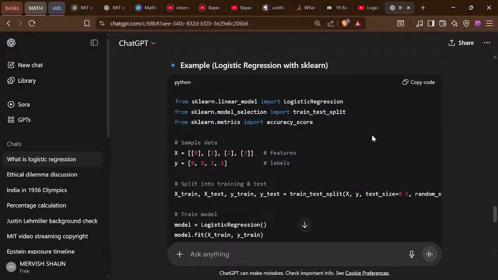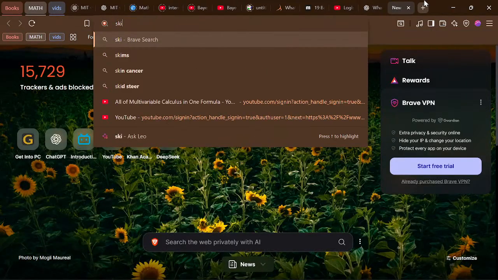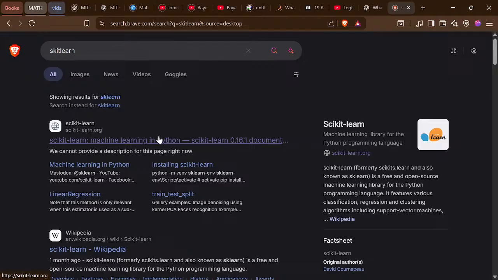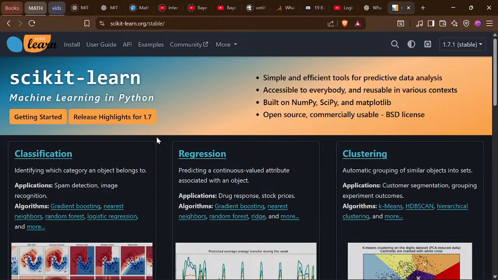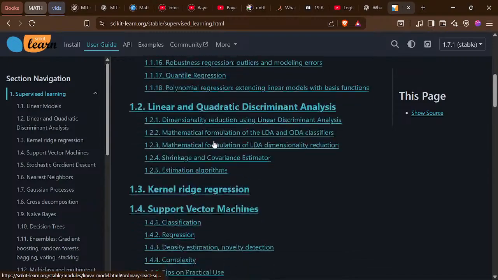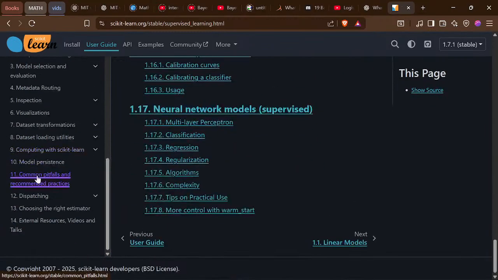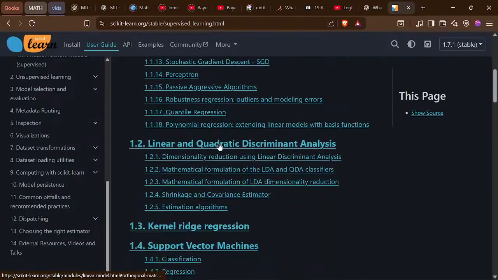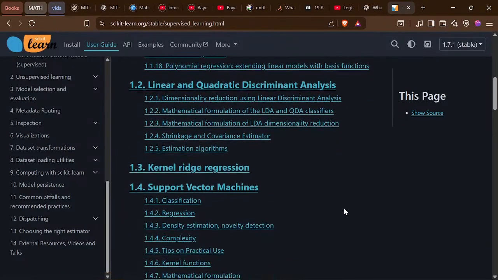Train test split. Okay, model selection. Let's go to sklearn. Is it sklearn or what is it called? scikit-learn. Okay, regression. Whoa. Let's see what does it even say. Linear models. We have linear and quadratic discriminant analysis, kernel ridge regression. I think it's something to do with the.